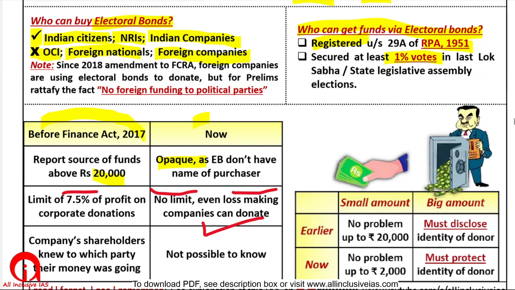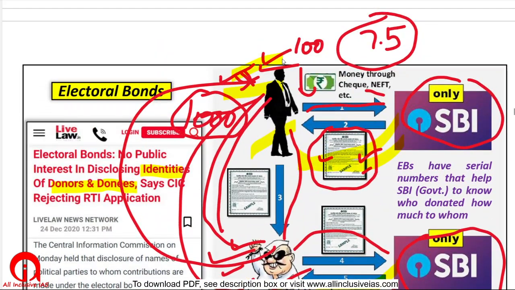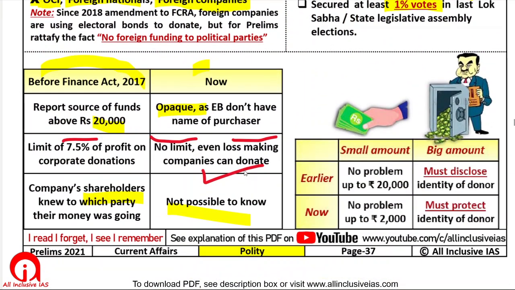Earlier a company's shareholders knew to which party their company was donating. Now they don't know. You are holding shares of Reliance, but you don't know how much Reliance is giving to which political party. In brief, when the amount is small, earlier there was no problem up to 20,000 rupees. Now it is 2,000. So up to 2,000 rupees a political party gets as a donation, there is no problem.